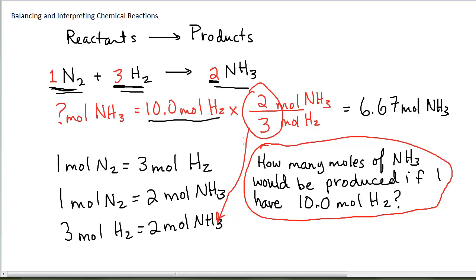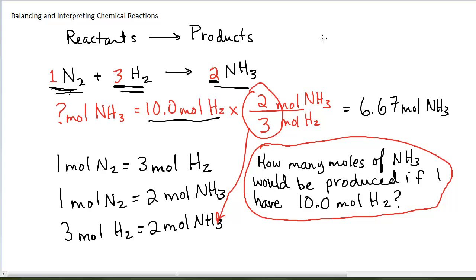You may notice there's an assumption here. I can't produce ammonia with just hydrogen. I also need nitrogen, but this question doesn't indicate anything about the nitrogen. The assumption is anything that's not mentioned in the reaction is present in enough quantities to get the reaction finished. So assuming that I have enough nitrogen, how many moles of ammonia would be produced if I have 10 moles of hydrogen? That's the way that these are always interpreted as far as assumptions go. If nitrogen's not mentioned, assume that you have plenty of it in order to make this reaction happen.